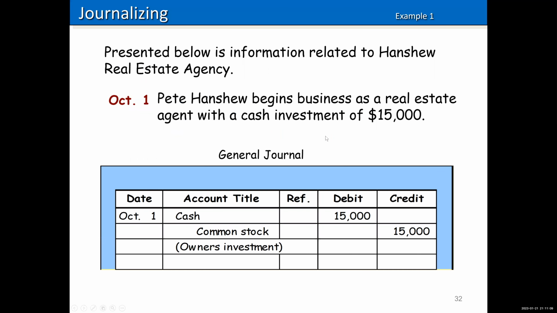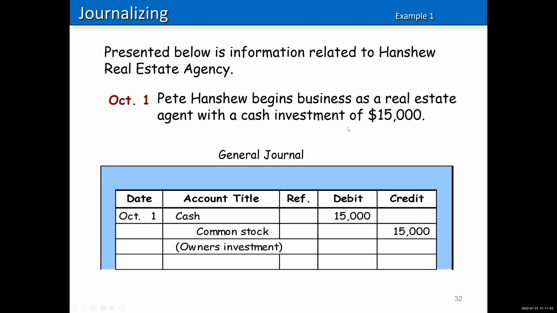Let's say that on October 1, Pete Henshaw begins business as a real estate agent with a cash investment of $15,000. How do we journalize? Date, October 1. Now we have to really analyze what's going on here. Cash is going to be increased by $15,000. Cash is an asset, and we increase assets with a debit. So the debit in the entry is going to be cash for $15,000.